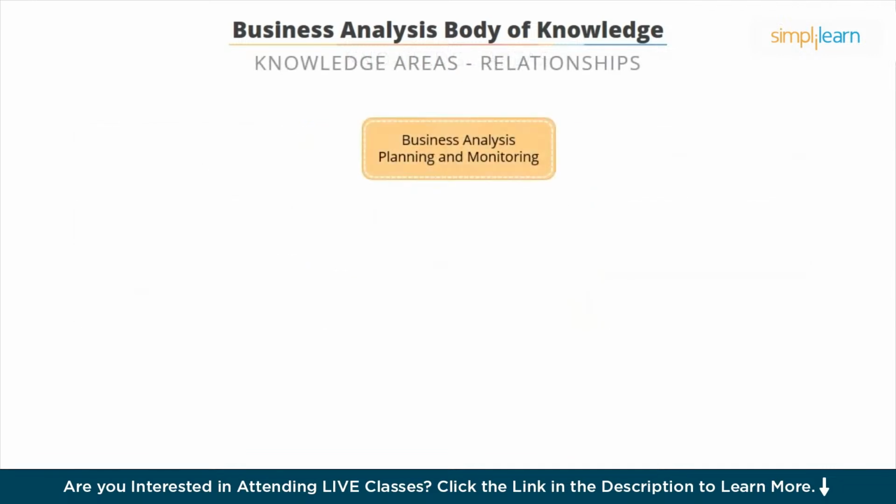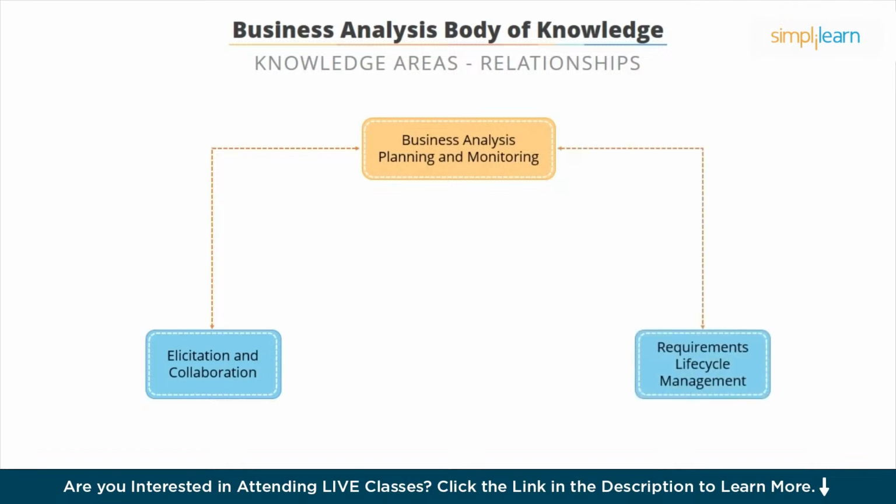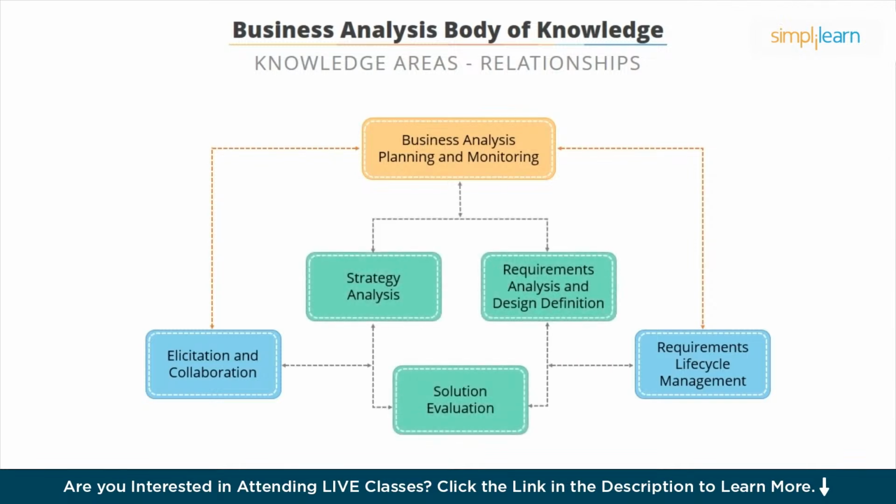The 6 knowledge areas are all interlinked. Business analysis planning and monitoring governs all the tasks performed in other knowledge areas. Requirements are elicited through elicitation tasks with stakeholder collaboration in the elicitation and collaboration knowledge area. These requirements are managed in the requirements lifecycle management knowledge area. Requirements are analyzed and documented in 3 core business analysis knowledge areas: strategy analysis, requirements analysis and design definition, and solution evaluation.